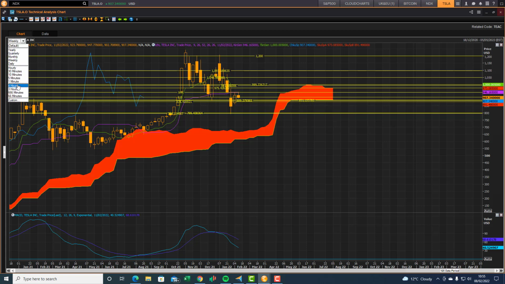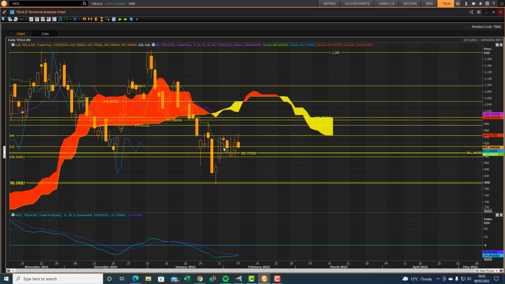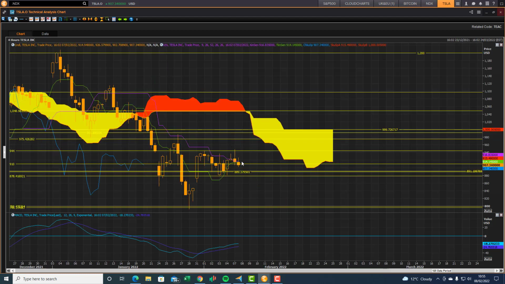And the catalyst we're looking for on the daily is a further breakout past the 944 zone. And on the 4 hour chart, what we're looking for is a breakout into this cloud chart resistance, and the breakout past the 944 and then the 999 or $1,000 resistance zone. The thickness of the cloud here indicates that we have quite a lot of resistance to get through for Tesla at this point in time.